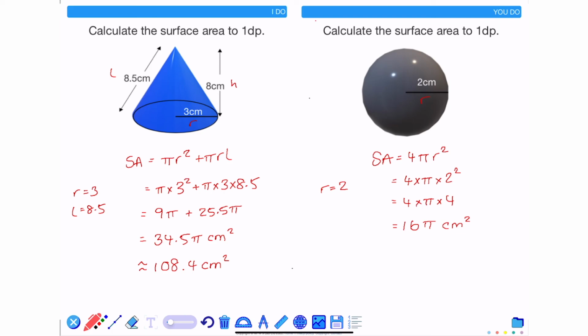Grabbing a calculator and typing in 16 times pi, rounding the answer to one decimal place, is 50.3 centimeters squared. This is the surface area of the sphere to one decimal place.